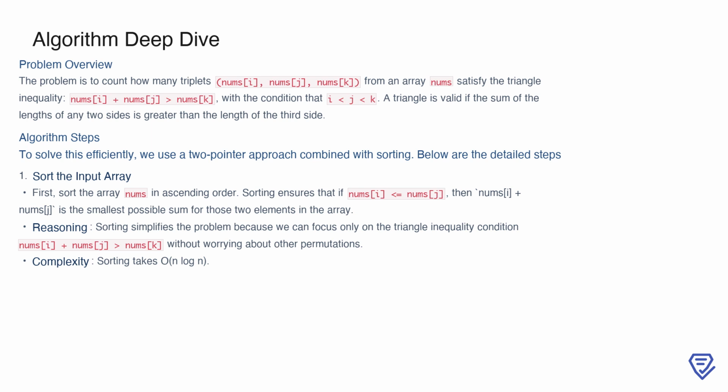Sorting is an essential first step because it allows us to simplify the problem. Once sorted, if nums[i] and nums[j] are two sides, their sum will always be the smallest possible for those indices. This guarantees that we only need to check whether the sum of these two sides is greater than the third side, nums[k]. Sorting the array takes O(n log n) time, and it simplifies subsequent operations by ensuring the elements are in ascending order, which is critical for the triangle inequality check.